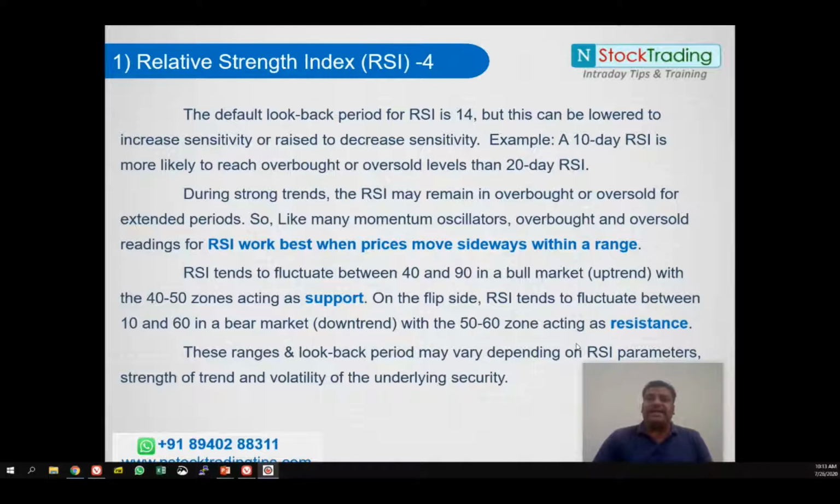Similarly, if the market is in a strong downtrend, the RSI fluctuates between 10 and 60, and the range of 50 to 60 acts as resistance. When the price comes up to 50 or 60, this is the point where it will bounce back because there is strong resistance. You can check these on the charts as well. This is the way you can use RSI during a strong uptrend or downtrend to identify support and resistance.